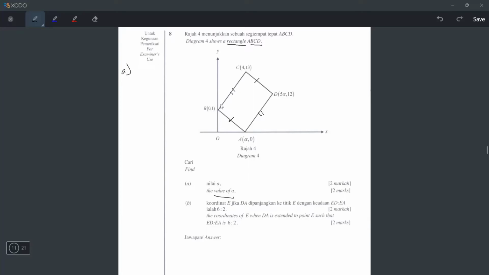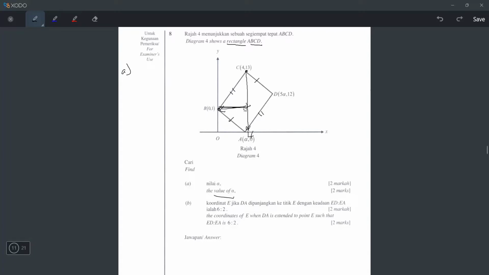Okay, this rectangle is already tilted. It's not standing like this, it's already slanted, right? But if you look carefully, from B to C, here is 0 and here is 4, right? So from here to here, how much is the distance?